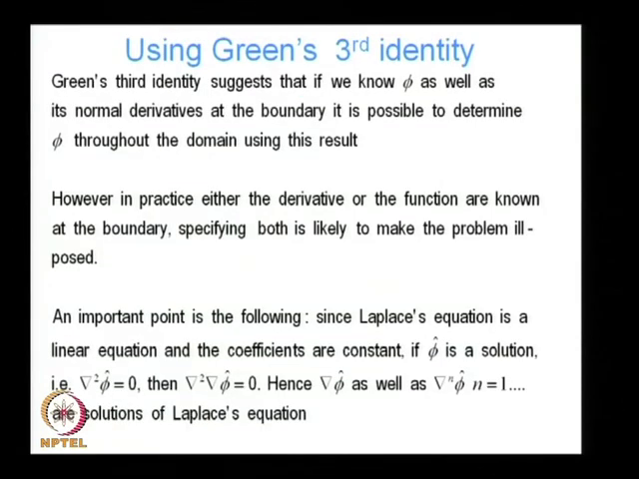So, Green's third identity suggests that if we know phi as well as its normal derivative at the boundary, it is possible to determine phi throughout the domain using this result. It is possible to know the function anywhere in the domain. However, in practice we usually do not know both the function as well as its derivative at any point on the boundary. If both are specified, the problem is usually ill posed.